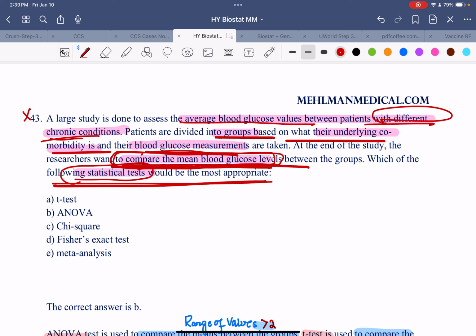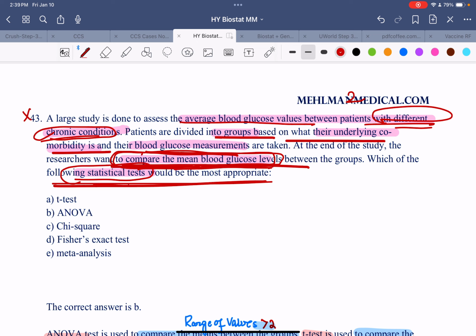They are saying different chronic conditions, so we don't know, might be two, but must be more than two, or else they would have said two chronic conditions, right? But they didn't say that, they said different chronic conditions. And now we have to compare the mean. So which is the statistical test?